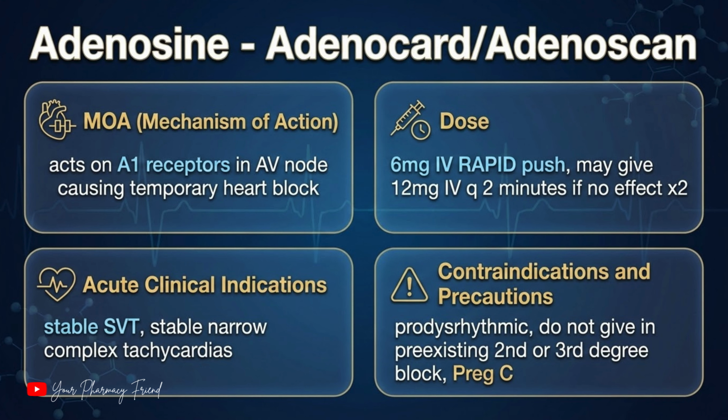One important pharmacokinetic feature of adenosine is its extremely short half-life, typically less than 10 seconds, which is why the drug must be administered very rapidly by intravenous push. Now let's review the dosing protocol.